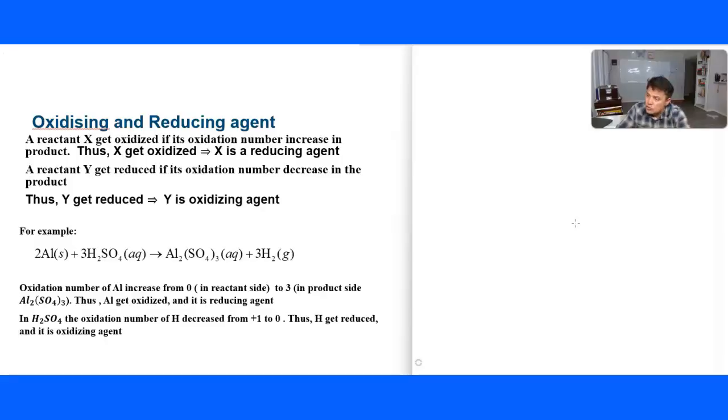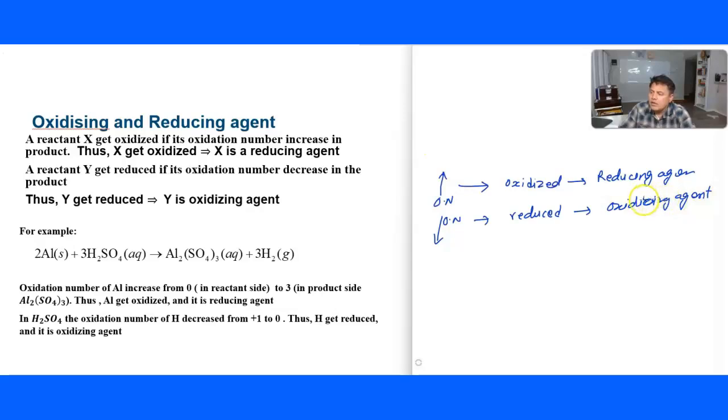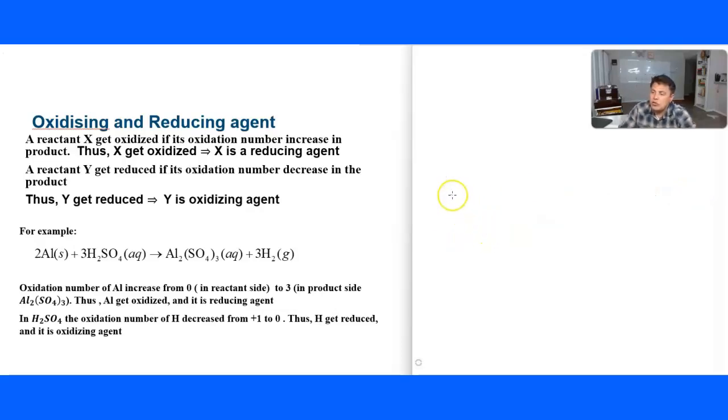What gets oxidized is the reducing agent. What gets reduced is the oxidizing agent. Okay. So the other is the oxidation number. Increasing the oxidation number is oxidation, decreasing the oxidation number is reduction. If it gets oxidized, it is the reducing agent. Now let's take one example.